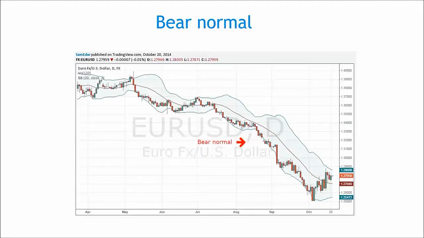Bear normal. To identify a bear normal market type, look for the price to be trending with the lower Bollinger Band and below the mid Bollinger Band. As in bull normal market types, bear normal market types suit trend following strategies. Look for a pullback or a consolidation phase and breakout to sell in the direction of the trend.